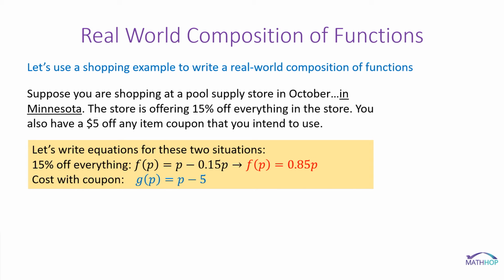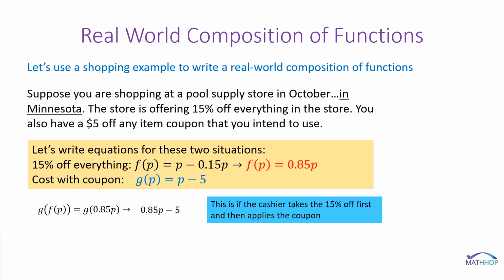All right, let's compose it both ways. G of f of p, so that's g of 0.85p. It looks like this, 0.85p minus 5. This is how they should do it. This is if the cashier takes the 15% off everything and then applies the coupon. Now let's do f of g of p.